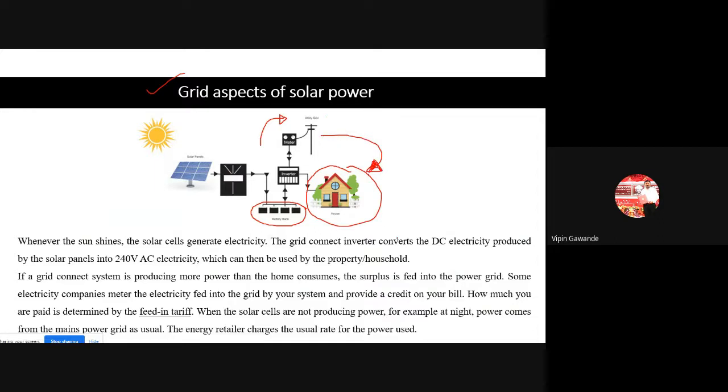So that means there will be two-way transmission: the extra energy that is generated from the PV panel goes to the grid, and if there is a deficiency of energy from the PV solar system, then we can take the energy from the grid also. Okay, so that is the grid aspect of solar power.